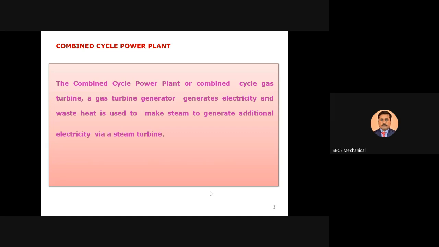Normally, if you go with a steam turbine with the help of steam generation, we can produce one power output. Apart from that, with the help of the waste steam from the gas turbine, we can additionally generate further power. That is called a combined cycle. With the help of the steam power plant and the gas turbine together, we can generate more power. If you want additional power, we can go with a combined cycle power plant.